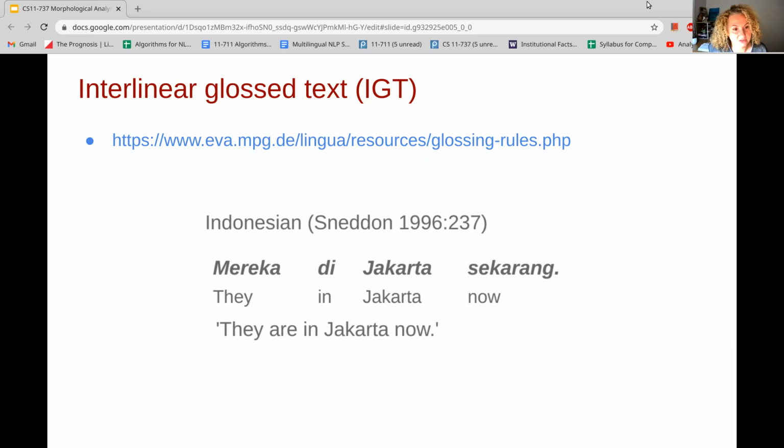Because this gloss contains information, and more complicated examples of this gloss contain information about the morphosyntax of the object language, which is Indonesian. And in this example, we can see from even this simple example of IGT the difference between English and Indonesian. In particular, how English uses the copula verb be, while Indonesian doesn't.